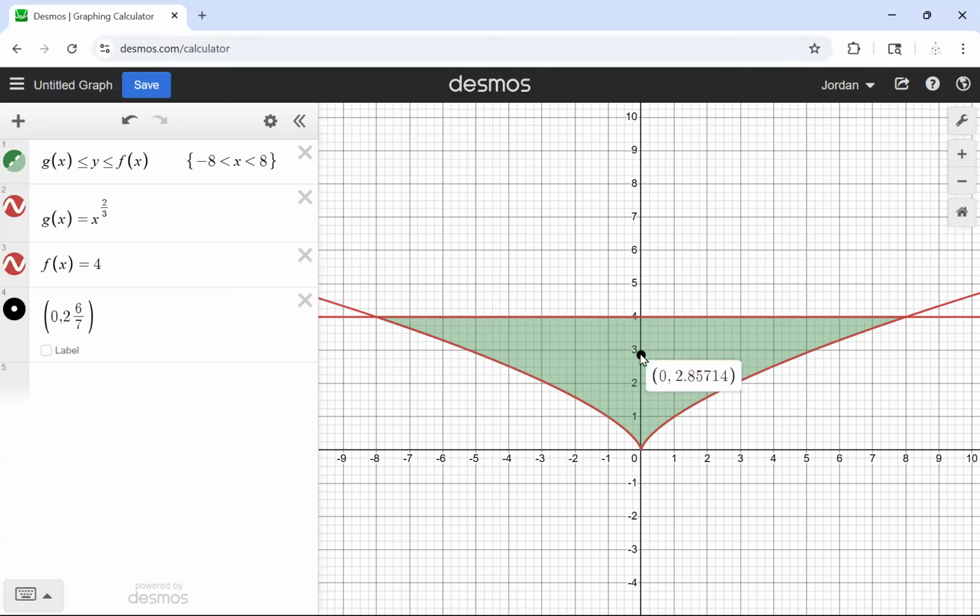Obviously, there are some classes that maybe want the exact answer, but usually 2.86 is good enough for my classes. You don't have to get the exact 2 and 6/7. But again, that's what it is. It is 2 and 6/7, and if you just see this as 2.86, that's okay too.